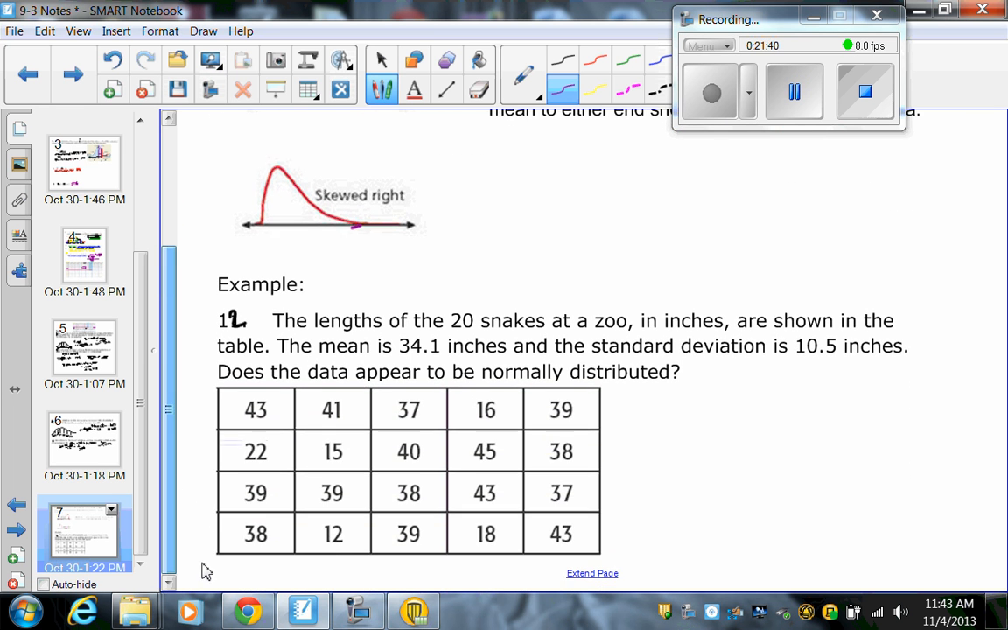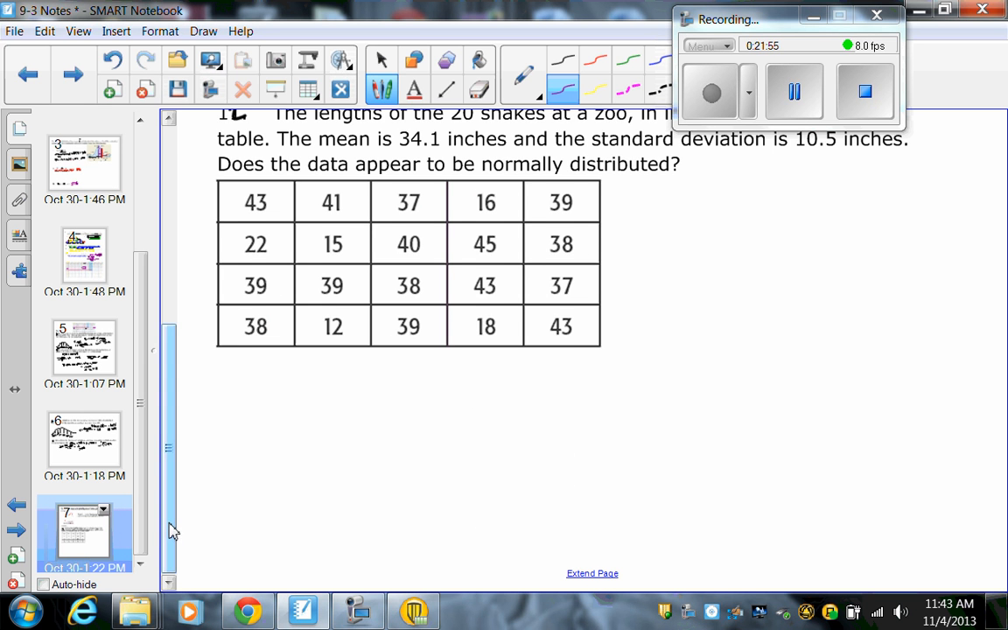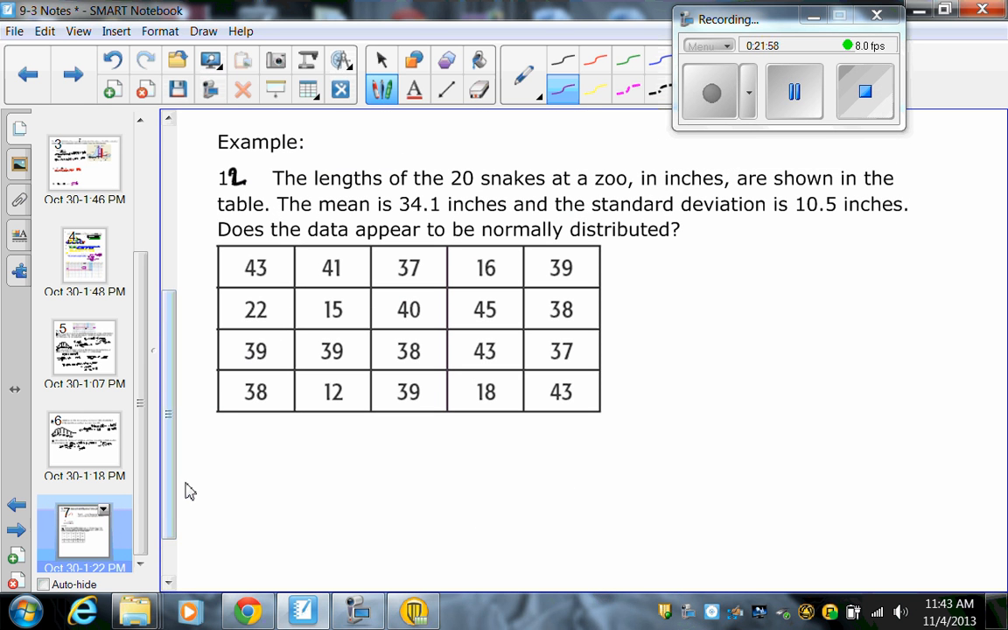So example 12 says the lengths of 20 snakes at the zoo in inches are shown in the table. The mean is 34.1 inches and a standard deviation of 10.5 inches. Does the data appear to be normally distributed? So what I want to know is roughly half the data above and half the data below the mean. So what I'm going to do first is find the amount above, and then I'm going to find the amount below.